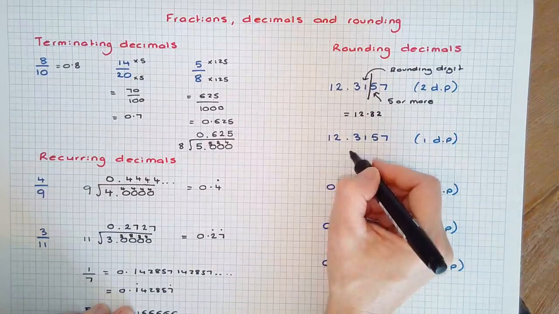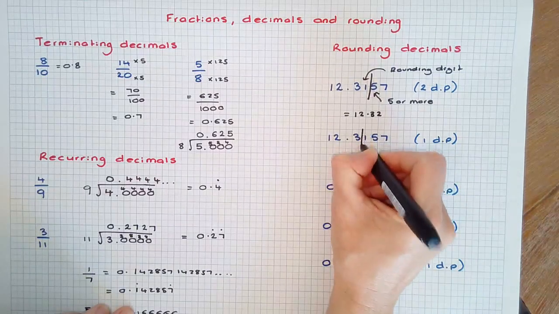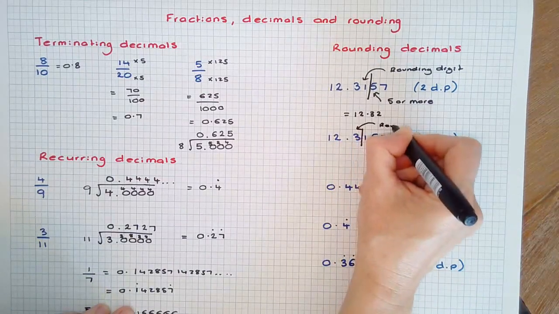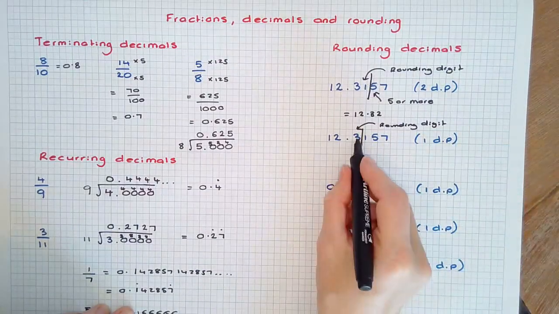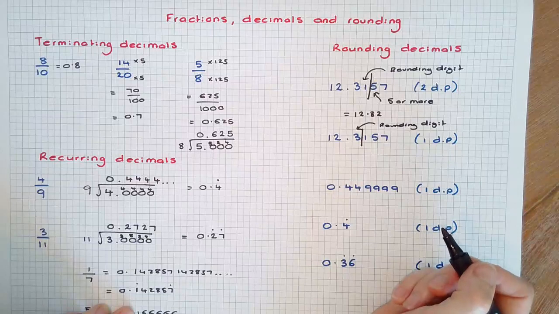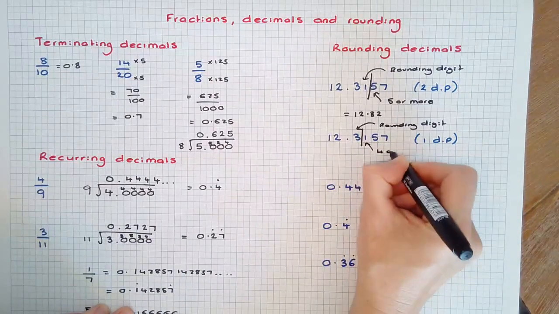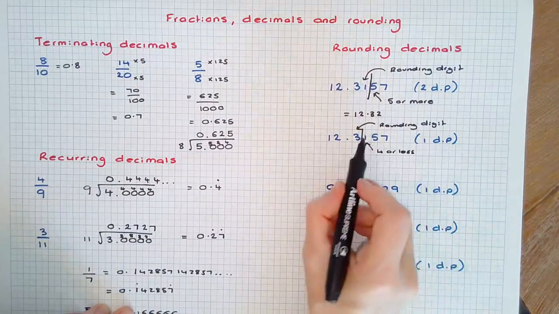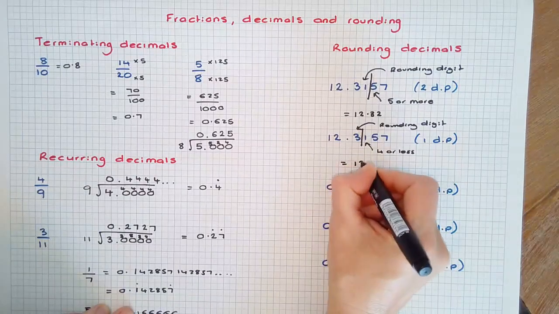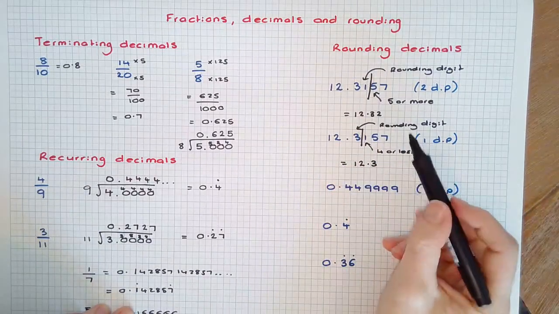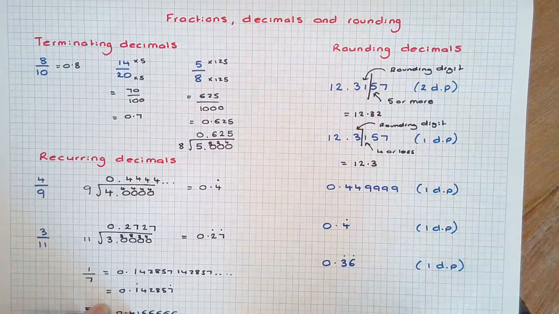Let's take the same number, but this time we only want to round to 1 decimal place. Again, the rounding digit is indicated with the first decimal place. The number after it this time is 4 or less. That means we can just ignore all the decimals after the rounding digit. This will round to 12.3. That is, this number is closer to 12.3 than it is to 12.4.